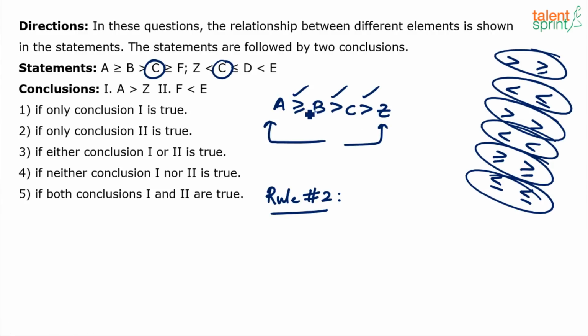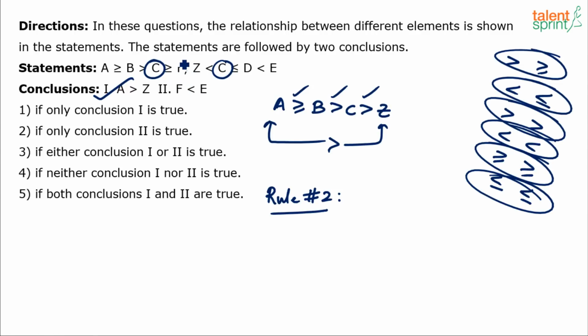So here I have greater than or equal, greater and greater. What is common throughout? Greater is common. So your answer will be this. A is greater than Z. A greater than Z. First one is true. Second one, F less than E. Again, same, F less than E.